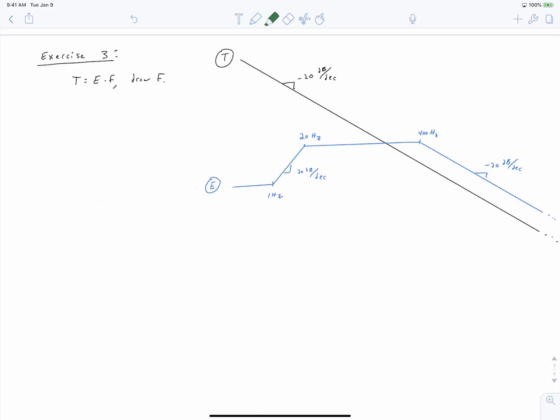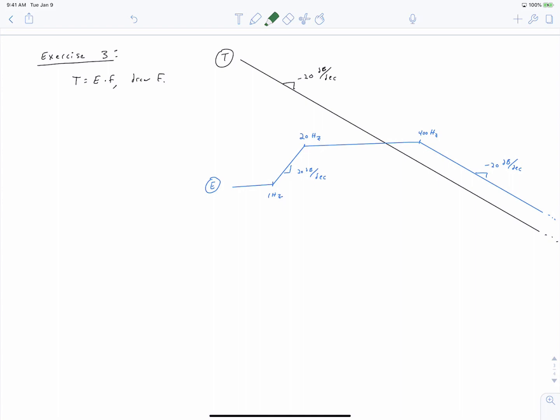In our third exercise, I have again drawn two transfer functions. Transfer function T, which is constantly sloping down at negative 20 decibels per decade, and transfer function E, which starts out at a constant magnitude, then at 1 hertz increases at a slope of 20 decibels per decade. At 20 hertz, it remains constant until we get to 400 hertz, and then it starts decaying at negative 20 decibels per decade. And the problem here is a little bit different.